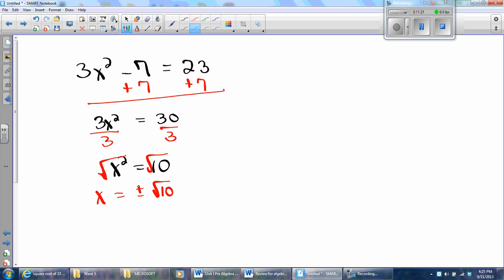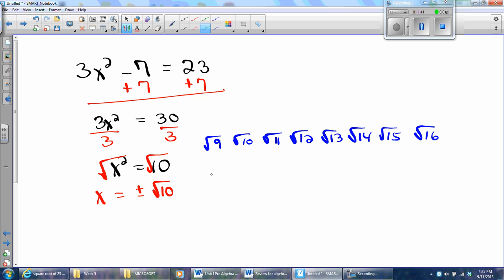Okay, well, if I want to get a rational estimation of it, I'm going to go square root of 9, square root of 10, square root of 11, 12, 13, 14, 15, and 16. So the square root of 9 is plus or minus 3. Square root of 16 is plus or minus 4.